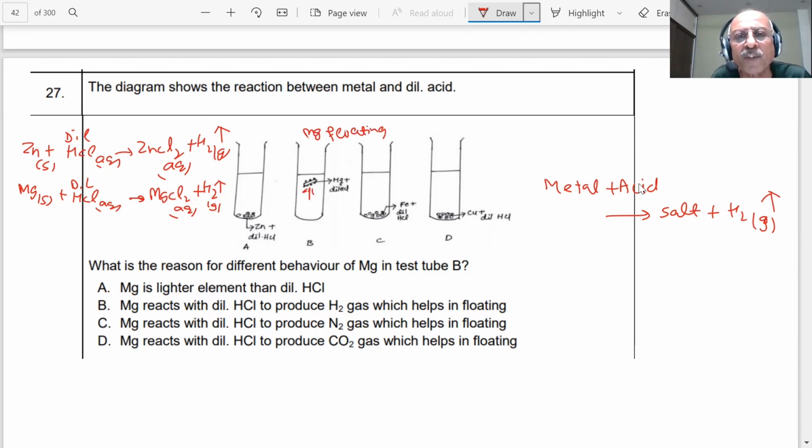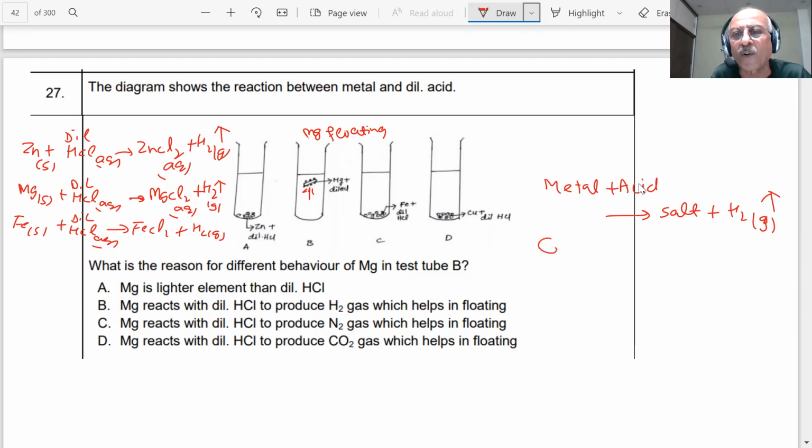Here iron reacts with the dilute HCl. Again, you can know the reaction of iron from the reactivity series. What will happen? You know the metals which are more reactive than hydrogen will displace hydrogen. So if iron reacts with the dilute HCl, you will get FeCl2 and hydrogen gas.